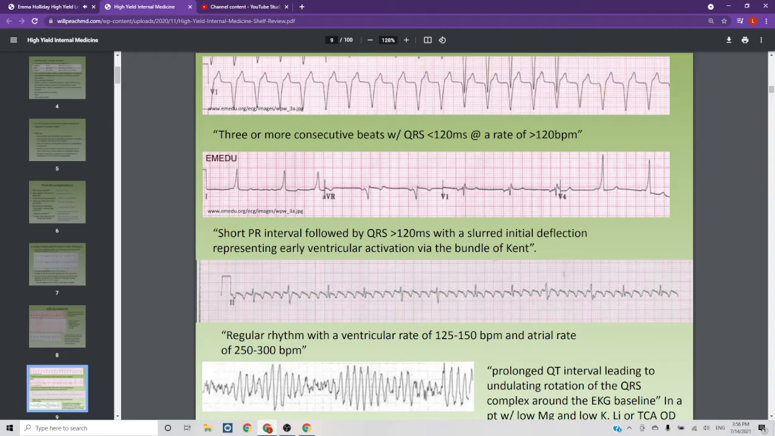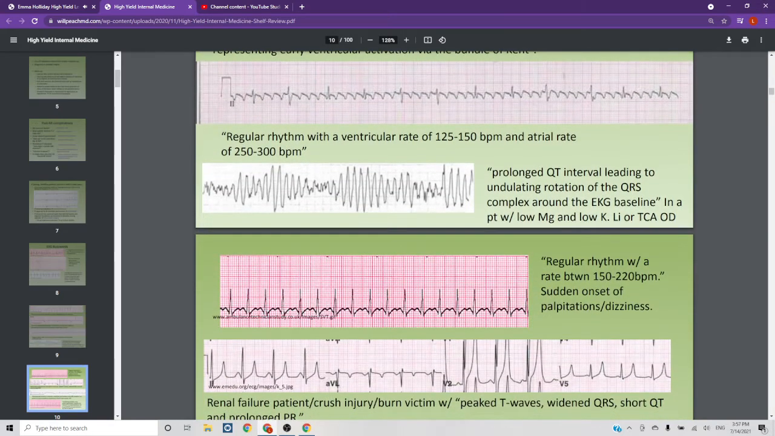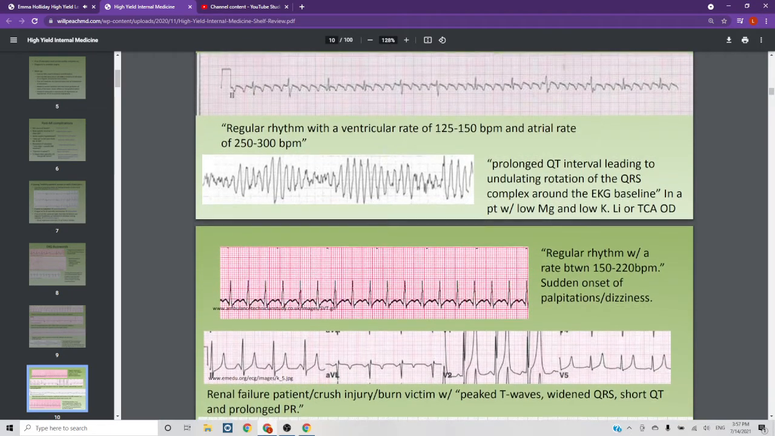Then that last one, would you like that to be your EKG? No. So what's that? Yes, that's torsades. So they might describe it as a prolonged QT interval leading to undulating rotation of the QRS complex around the baseline. And in the clinical vignette, look for some kind of electrolyte abnormality. Low potassium and low magnesium can predispose a patient to this. And then extending into the psych realm, a tricyclic overdose can also cause torsades.